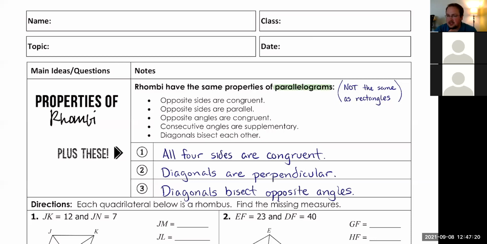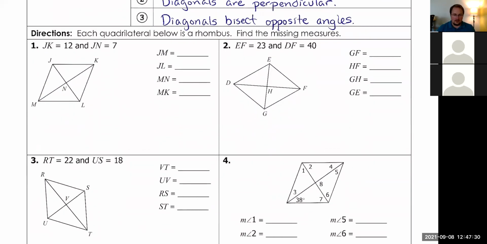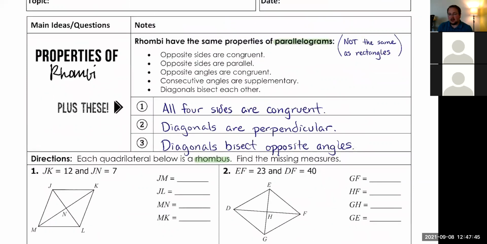We're going to use these properties to allow us to work through and find missing measurements given a list of diagrams. So notice that in the directions, it told me very specifically that each of these shapes are, in fact, a rhombus, which means all the properties listed above here can be assumed to be true.